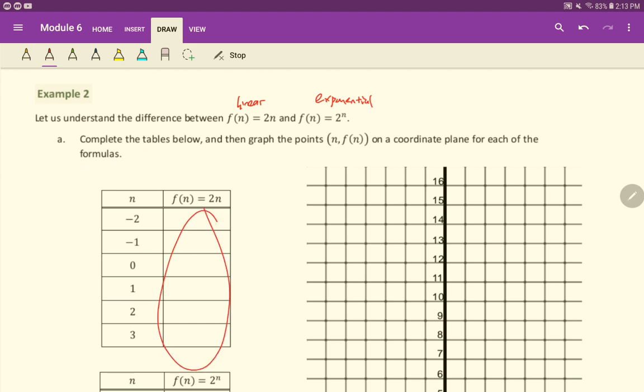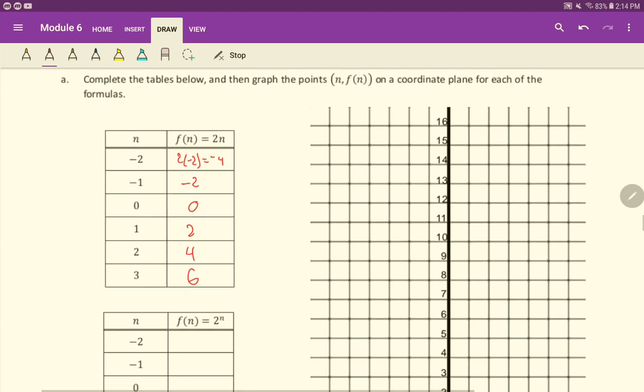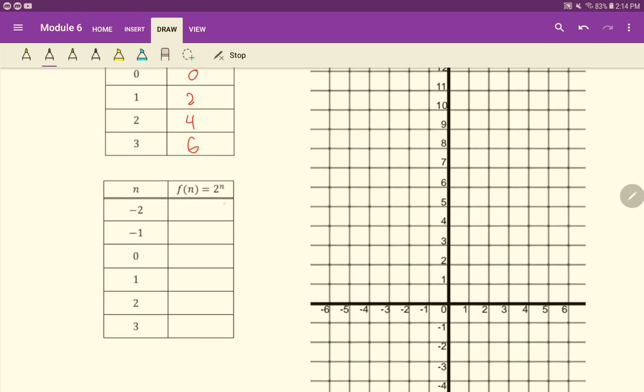So 2 times n. If n is negative 2, then it's just going to be 2 times negative 2, or negative 4. This will be negative 2, this will be 0, this will be 2, this will be 4, and this will be 6. Why don't you go ahead and fill out this table right here. Again, you're taking your n now and it becomes the exponent of the 2. So try that out.